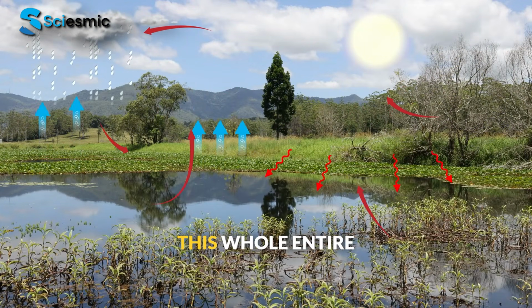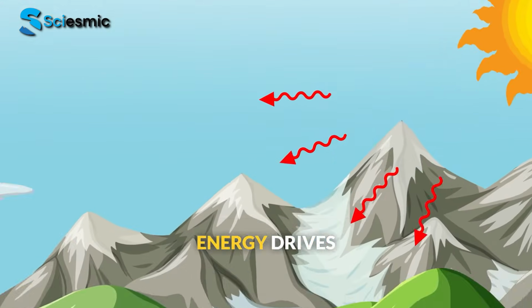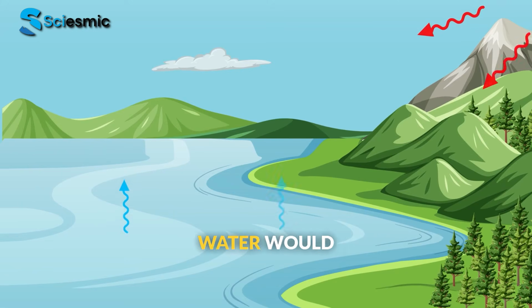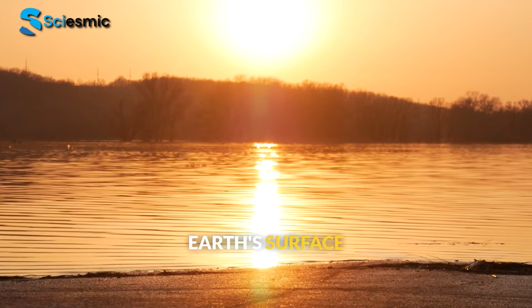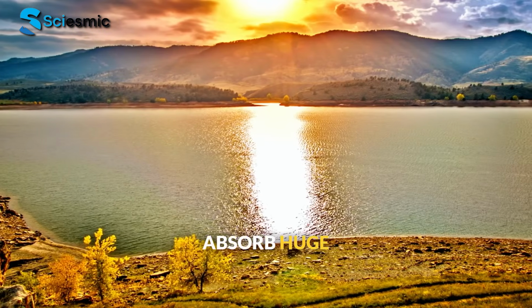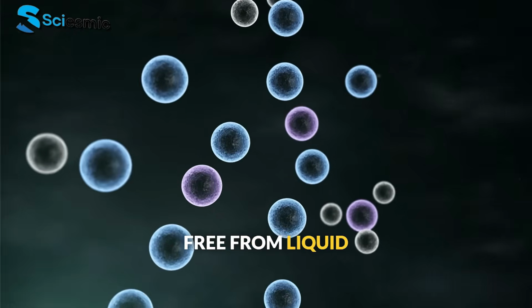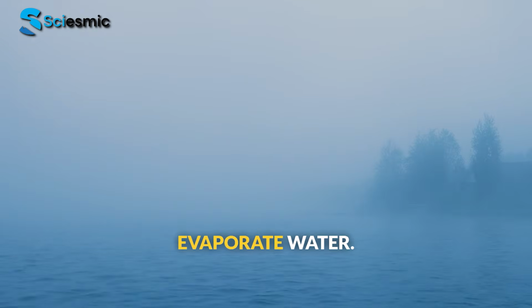Now, what powers this whole entire cycle? Look up, it's the sun. Obviously, don't stare at it, but solar energy drives evaporation, which starts water's journey. Without the sun, water would stay frozen in one place essentially forever. The sun heats Earth's surface unevenly. Oceans absorb huge amounts of solar energy. This energy breaks water molecules free from liquid water, causing evaporation. It takes a lot of energy to evaporate water.